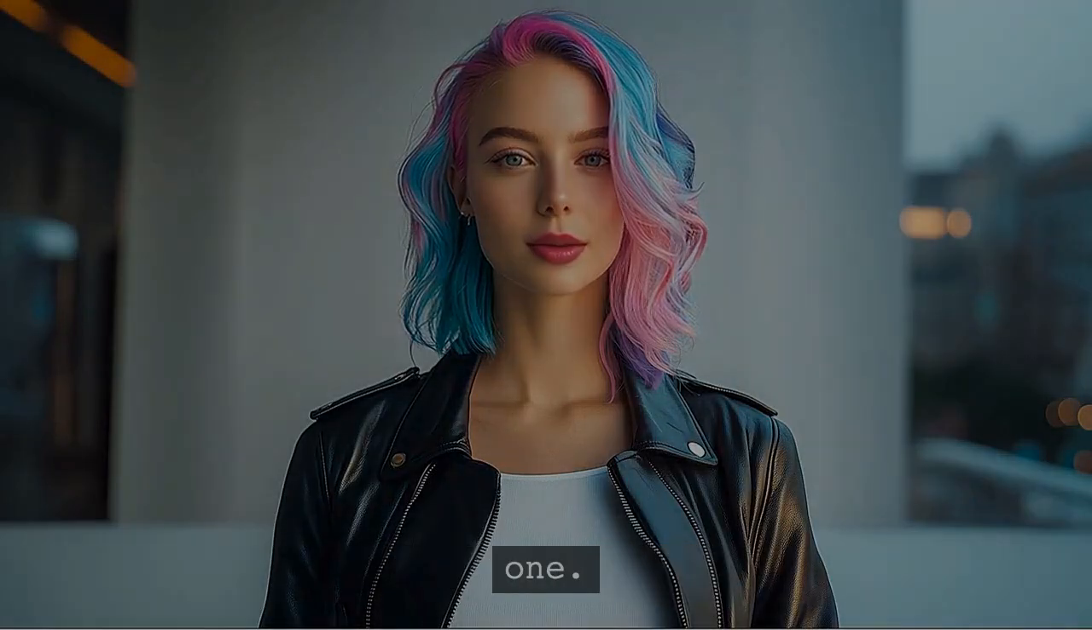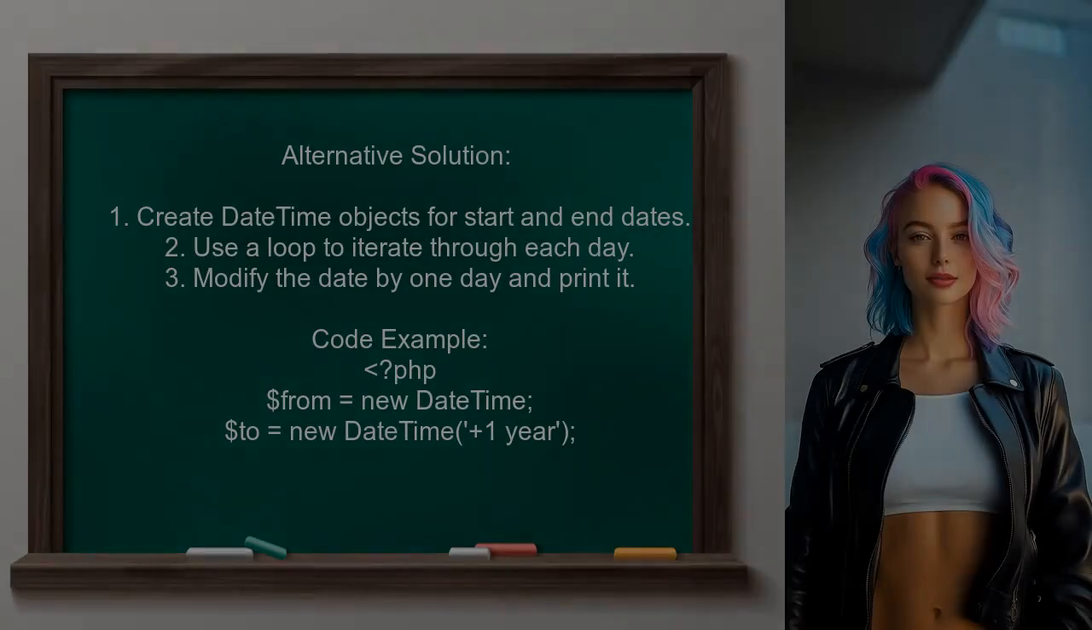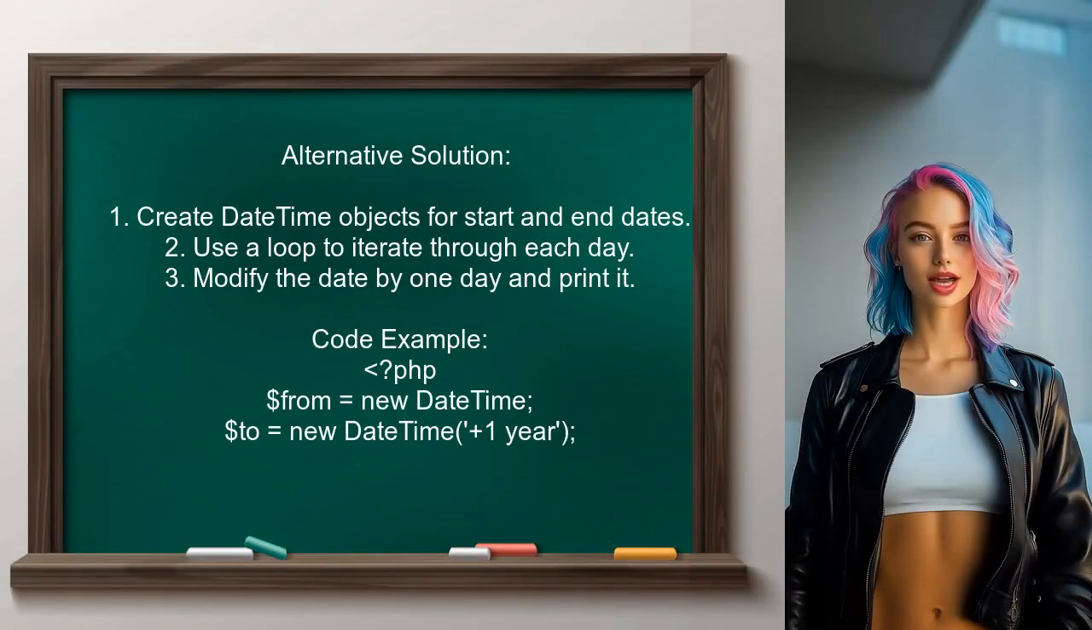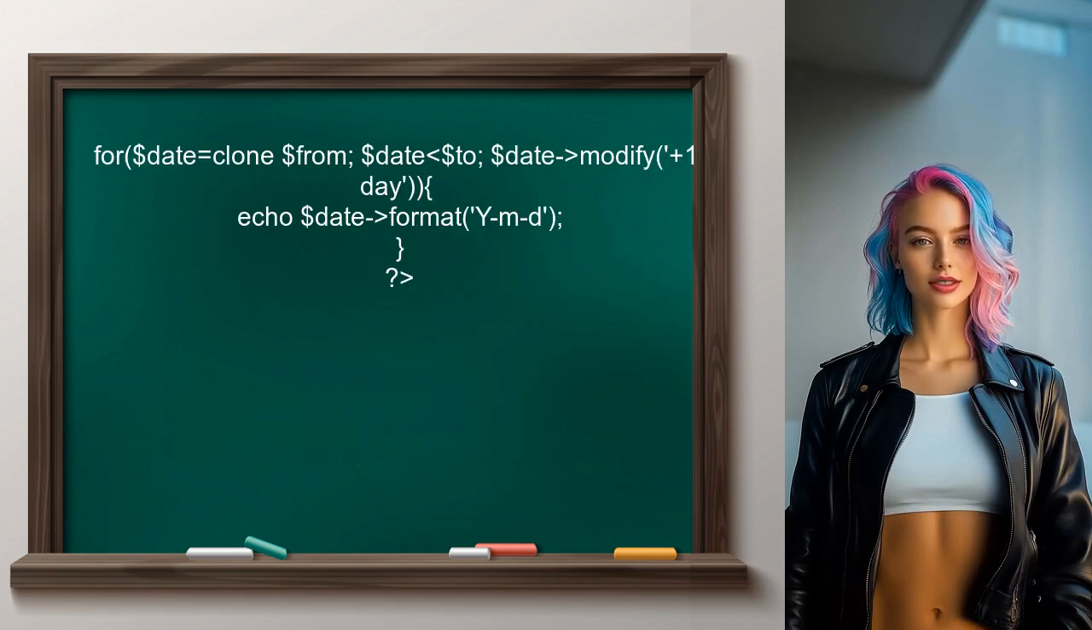Let's take a look at another one. An alternative approach provided by another user involves using the DateTime class in PHP. They suggest creating 2 DateTime objects, one for the start date and another for the end date, which is set to 1 year later. Then, a loop is used to iterate through each day, modifying the date by 1 day at a time and printing it in the format Y-m-d.